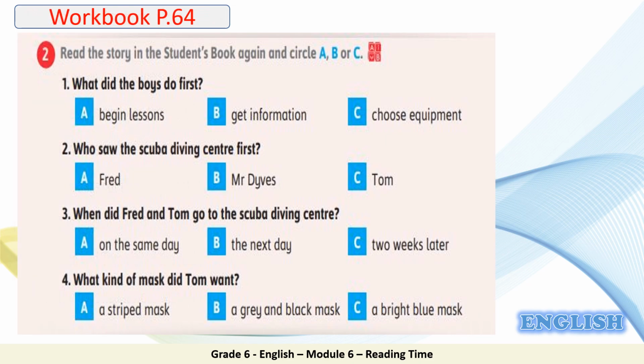Now let's move to workbook page 64, activity number 2. But keep your student's book open as well because we need to read the story again and circle A, B, or C. Good. Let's do number 1 as a model. What did the boys do first? Begin lessons, get information, choose equipment.